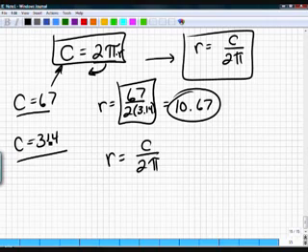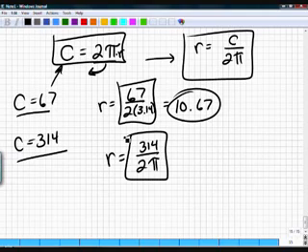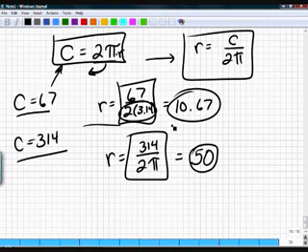So in the second one, you got C is 314. In the place of C, put 314. And then just type that in your calculator: 314 divided by 2 pi, 6.28. Told you a while ago, 2 times 3.14. What is it? Try it one more time. 314 divided by 6.28. 50. The bottom one, right here. 314 divided by 6.28.